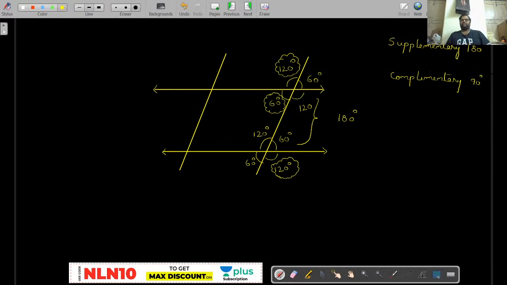Now observe here the fourth point. If interior angles on the same side are 180, what about exterior angles on the same side? Exterior angles on the same side will also be equal to 180. Now by this example it is very clear, right?